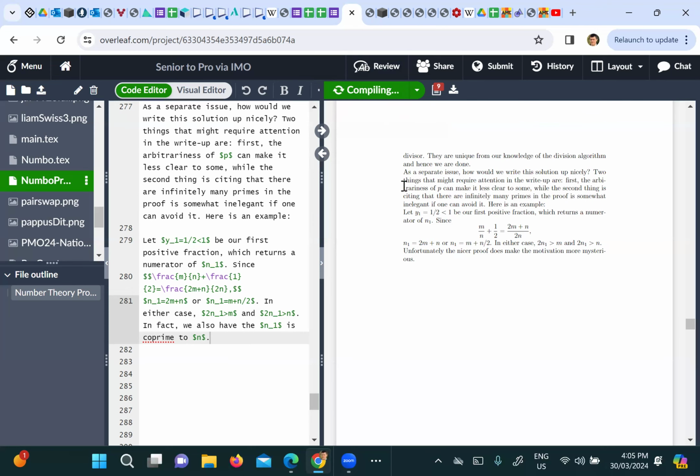Because if it has a common factor with n, then whatever common factor it has must also be a common factor of m, right? But m has no common factor with n, right? So n1 is co-prime to n already, you know?